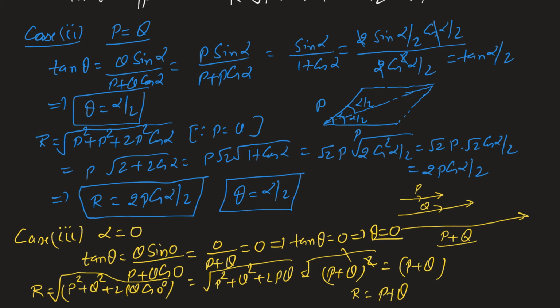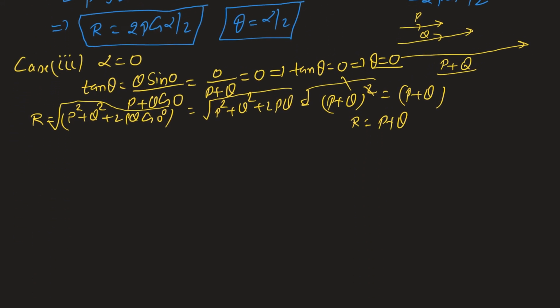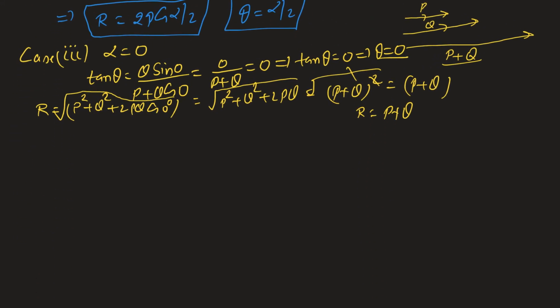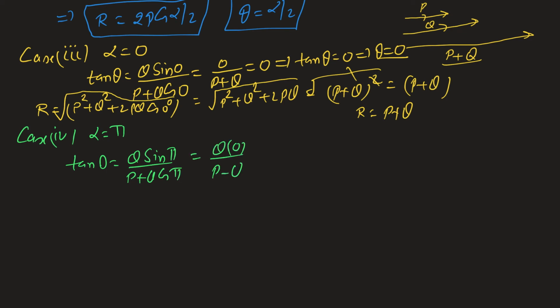So now we will study the case number 4, when the angle between the forces is 180 degree. So tan theta is equal to Q sin pi over P plus Q cos pi, which is equal to Q into 0 over P minus Q, equal to 0. In this case also tan theta is equal to 0 implies theta is equal to 0 degree.